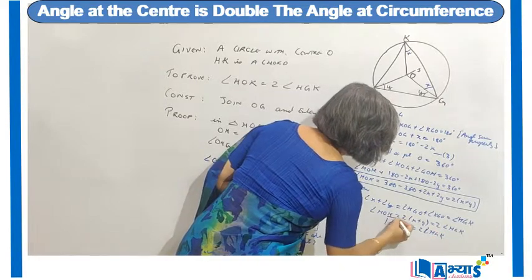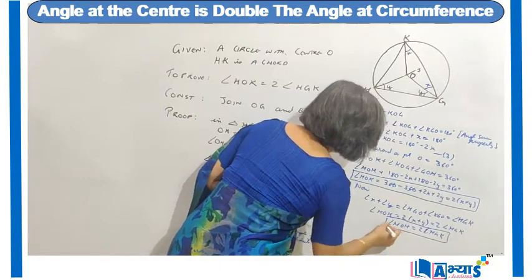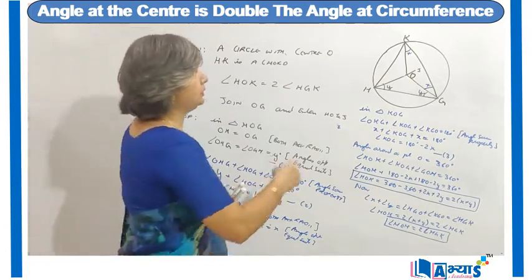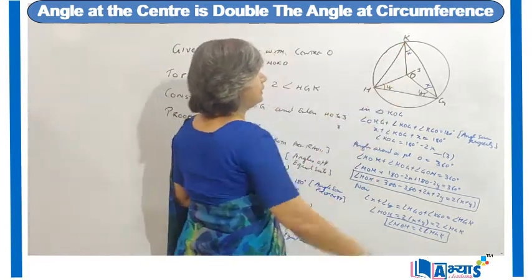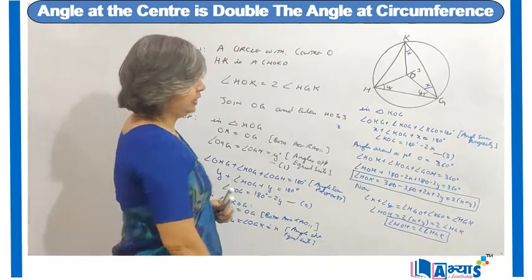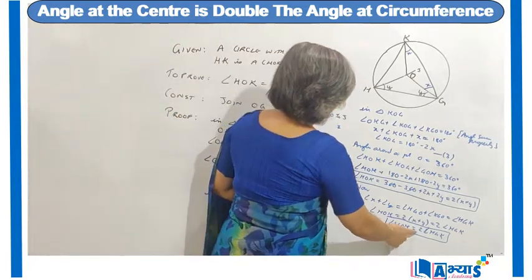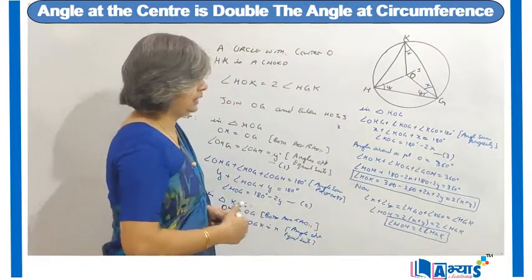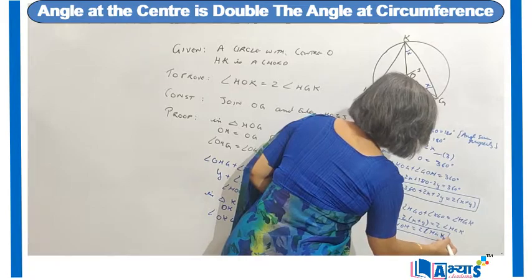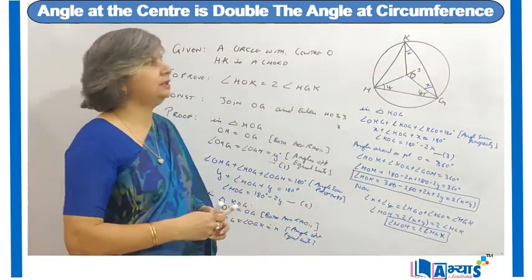Hence we have proved that the angle at the center is equal to 2 times the angle at the circumference, because HOK is the angle at the center and HGK is the angle at the circumference, and we have proved that angle HOK is equal to 2 times angle HGK. So hence we have proved that the angle at the center is double the angle at the circumference.